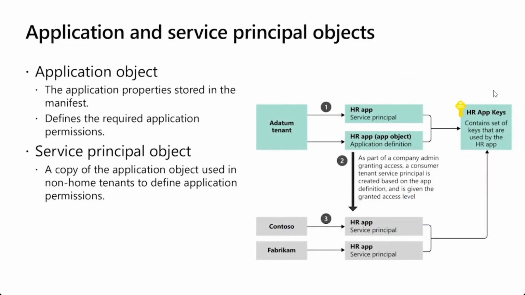So let's talk a little bit about the application and service principal objects. You've got the application object, which is going to be the application properties that are stored inside of the manifest file. We'll talk a little bit about the manifest file in a moment. That's going to really help you to define the required application permissions. And then there's the service principal object. This is going to be a copy of the application's object used, right, in either your non-home tenants or within your tenant to define the application's permissions.